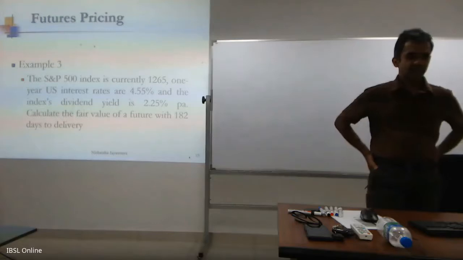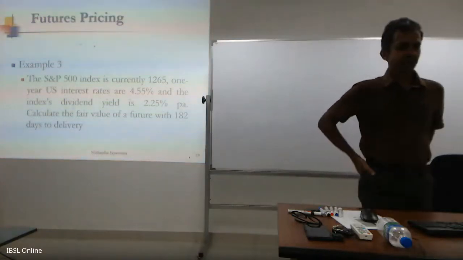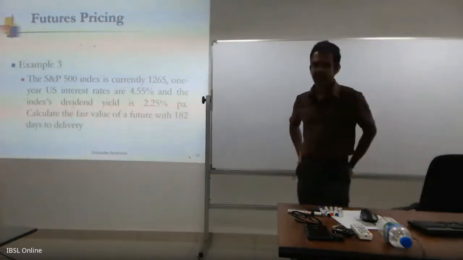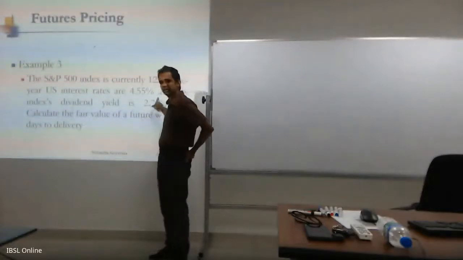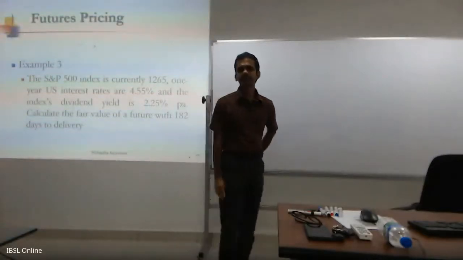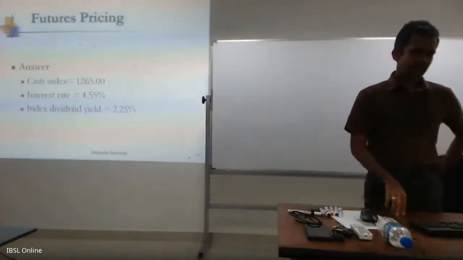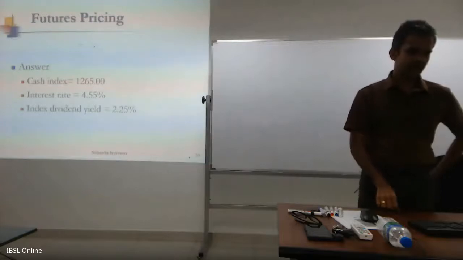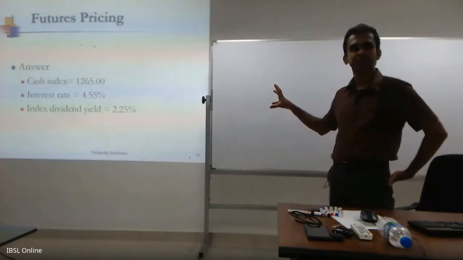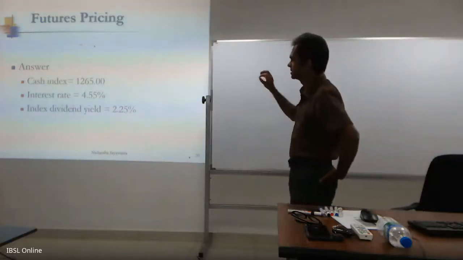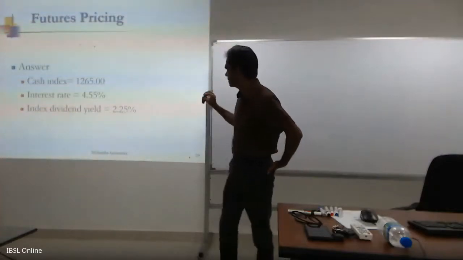The index is currently at 1265. Interest rates are 4.55 and the dividend yield is 2.25 per annum. Again, here the dividend is given as a yield, as a percentage. And the futures is 480. This is the summary of the information given. Cash price is 1265, interest rate 4.55, dividend yield is 2.25.